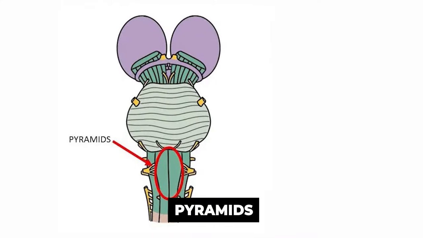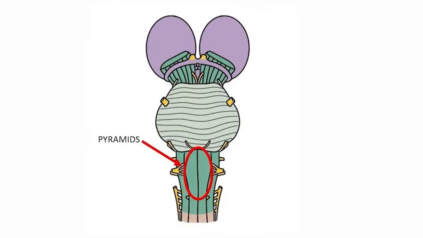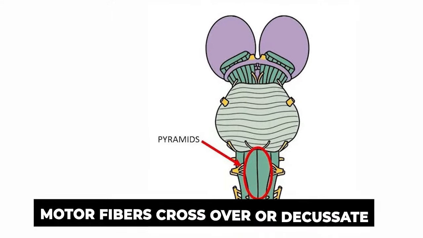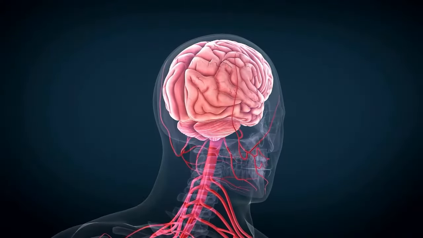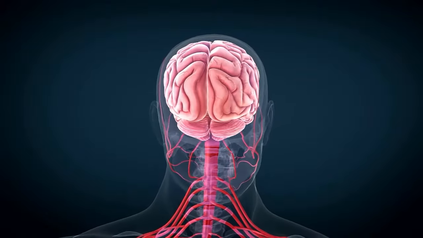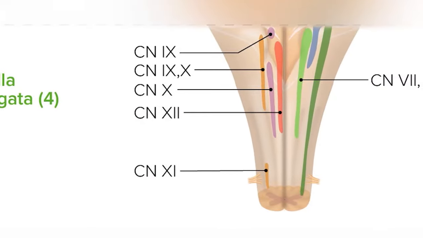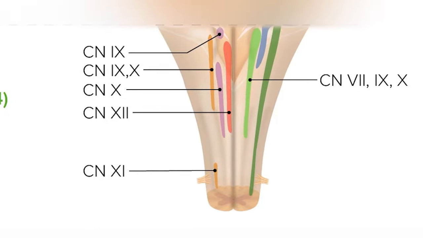It also contains the pyramids, which are two elongated ridges on its anterior surface where motor fibers cross over, or decussate. This decussation is why each hemisphere of the brain controls the opposite side of the body. The medulla also houses nuclei for cranial nerves 8 through 12.